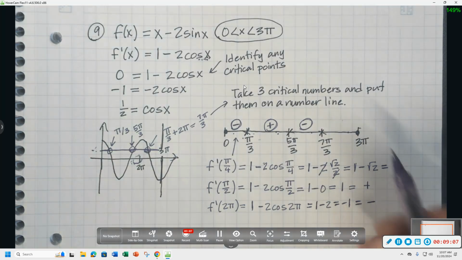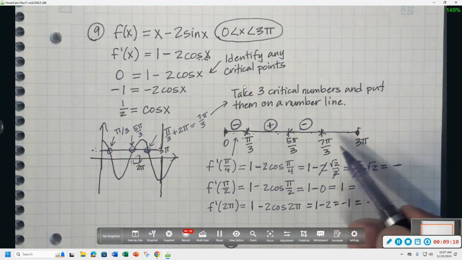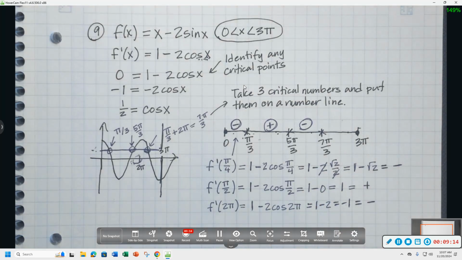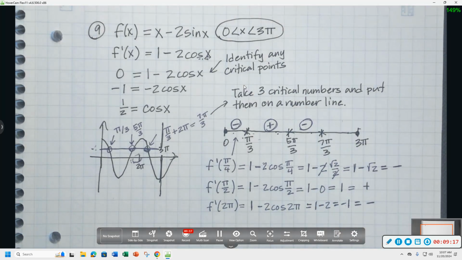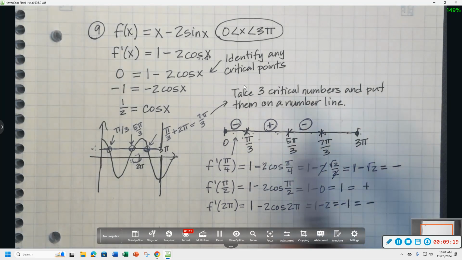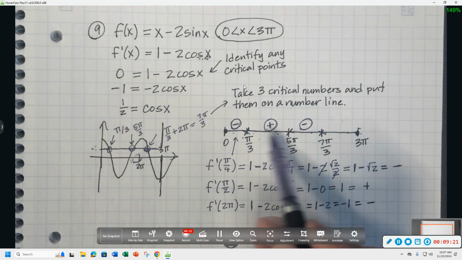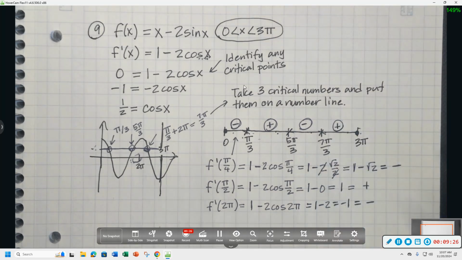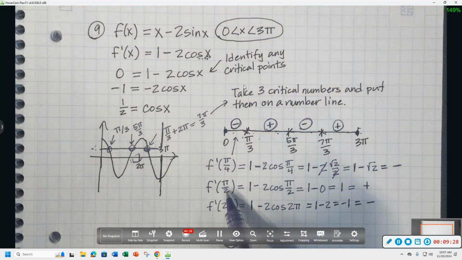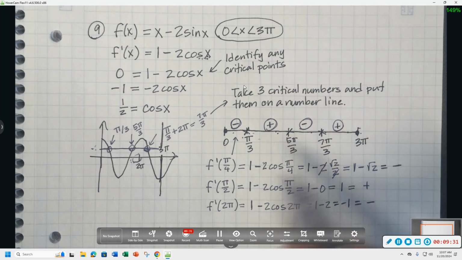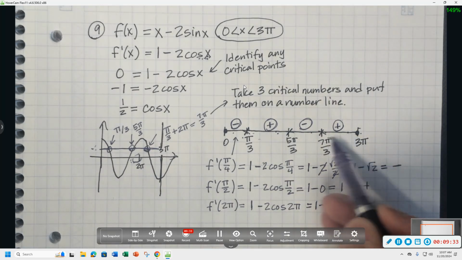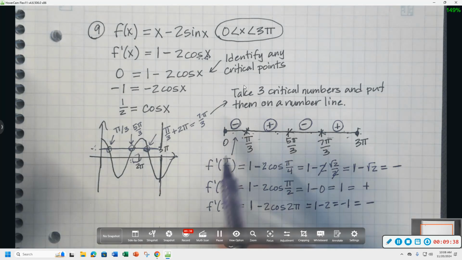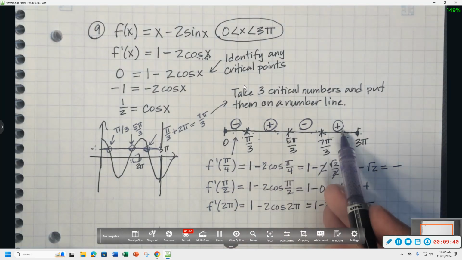And then the last one, I'm going from 7 pi over 3 to 3 pi. It's periodic, right? So going from 7 pi over 3 to 3 pi is the same as going from pi over 3 here. This one is also going to be positive. If I put in 2 pi plus pi over 2, I'm going to be on this region here. It's the same result. So I've got a negative, a positive, a negative, and a positive.